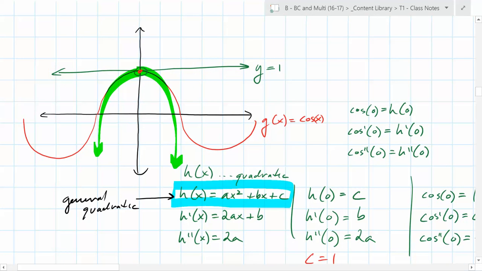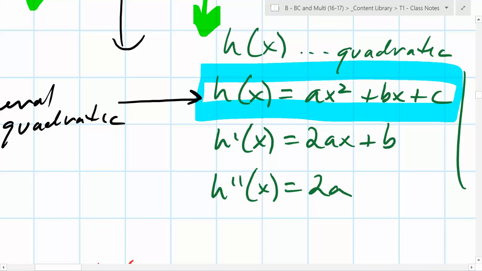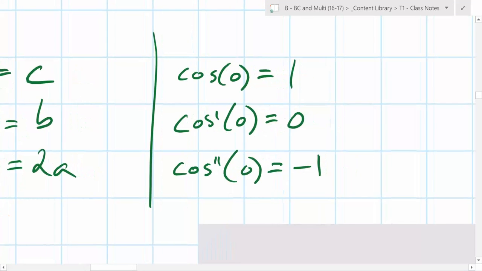Okay, so if I take the first derivative and then the second derivative, are you okay with those first and second derivatives? If I take the first derivative, the two drops. If I take the second derivative, oh, 2a. Okay, that's nice. Are you okay with that? So let's go over to the function itself.